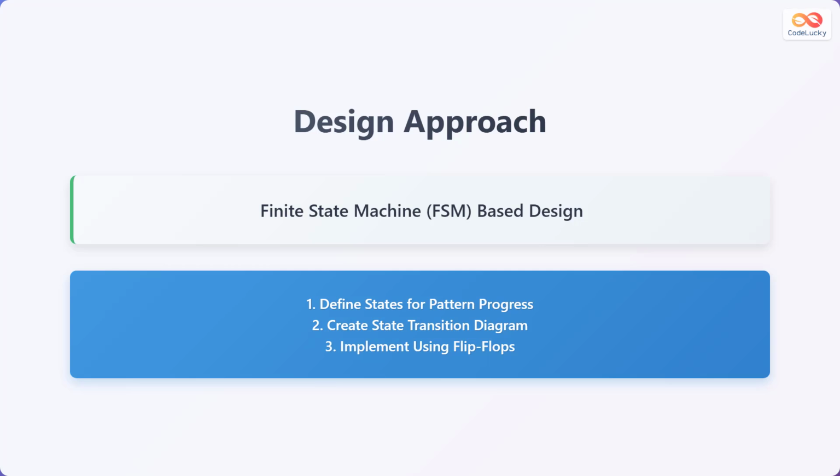Now let's discuss how we design these sequence detectors. A common approach is to use a finite state machine, often abbreviated as FSM. The design using FSM involves three key steps. First, we define states that represent the progress of recognizing the pattern we are looking for. Second, we create a state transition diagram to visualize how the circuit moves between these states based on the input. Third, we implement this diagram using flip-flops, which are the basic memory elements in digital circuits.